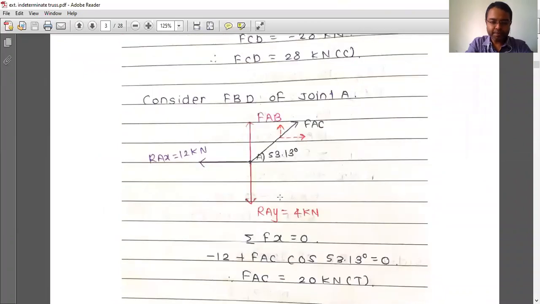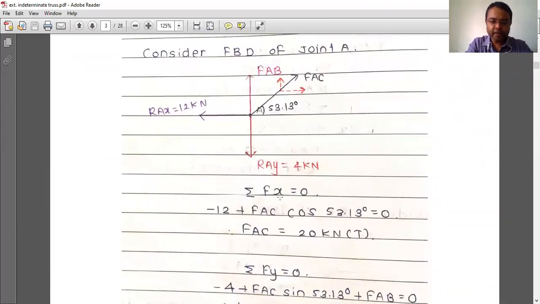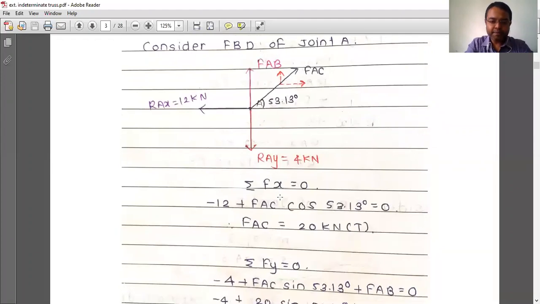Consider free body diagram of joint A. So here, while considering free body diagram, you have to consider the actual direction of the forces. Here, reaction RAY we have got finally as reaction RAY, force Newton going downward. So that direction you have to consider over here.